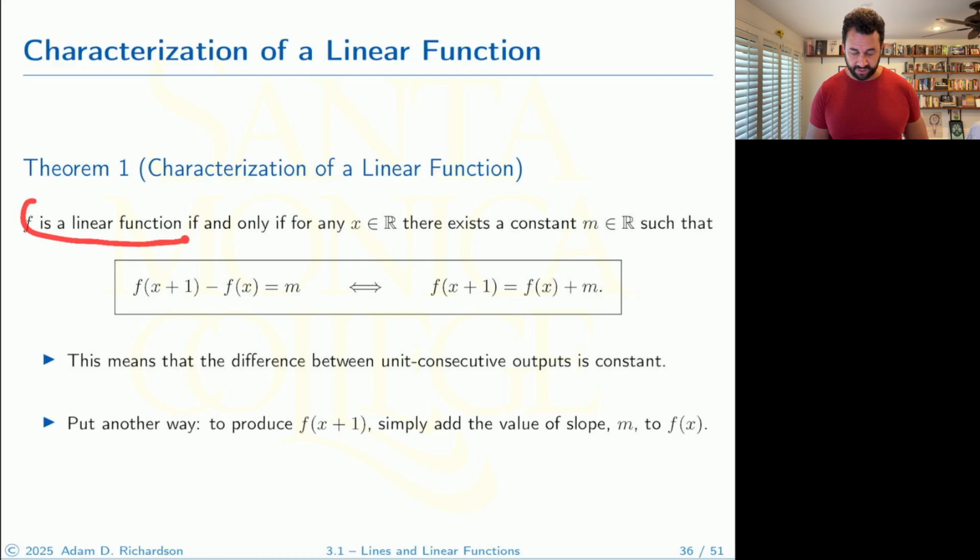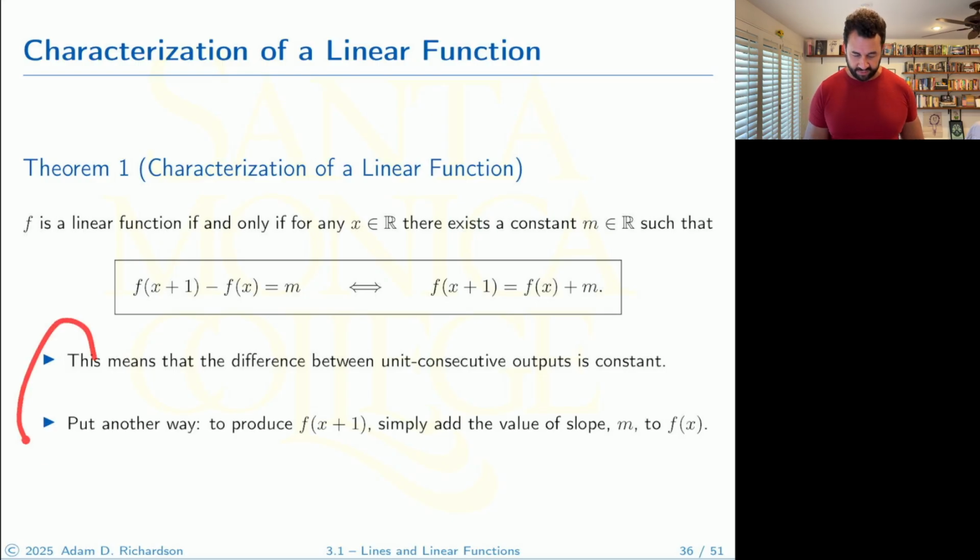All right. So this is the characterization of a linear function. f is a linear function if and only if, for any real number x, there exists a constant m, a real number m, such that f of x plus 1 minus f of x equals m. Okay, that is the characterization of a linear function. We can rewrite that equivalently as f of x plus 1 is f of x plus m.